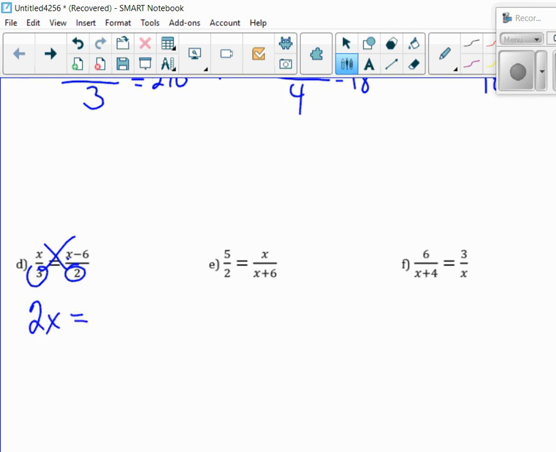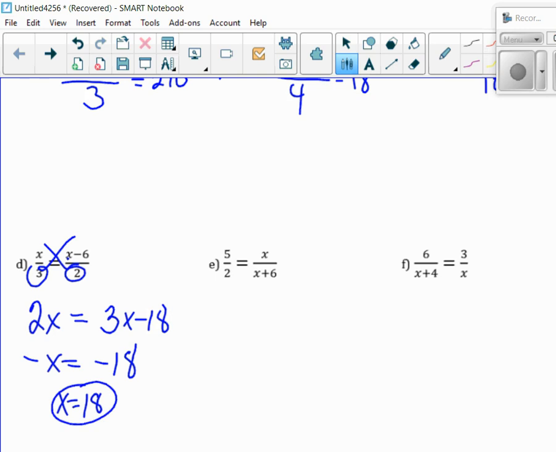2x equals, when I multiply the 3 to the other side, what do we get there? Very good. You see you get 3x minus 18 because you're multiplying the 3 times both of the terms there. Okay, move this over. I get negative 8x equals negative 18. Divide by negative, or switch the signs. X equals positive 18.